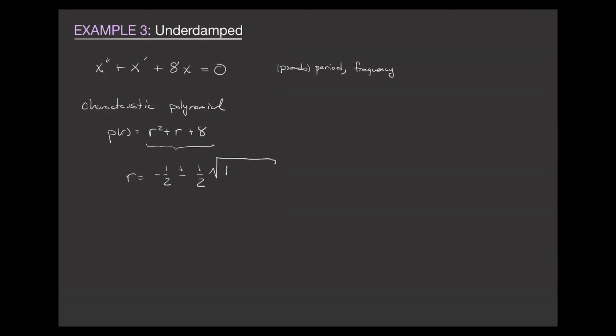And we get 1 minus 4. I could choose this to be nice, it doesn't really matter. 4 times 8. I was going to try to rewrite it to choose a nicer value, but it's not worth the time. So we get 1 minus 4 times 8. So we get negative 1/2 plus or minus 1/2 square root. And what is 4 times 8? Should know this. 32. So negative 31. So we get negative 1/2 plus or minus root 31 over 2 times i.